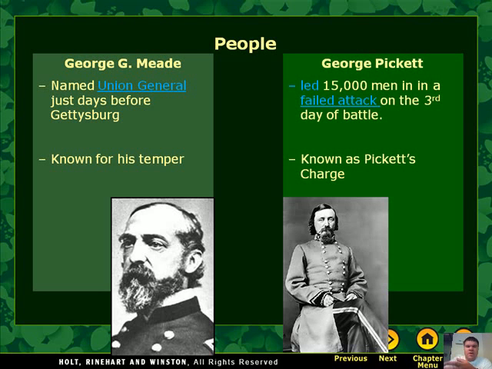The guy you see on the right is a man named George Pickett. George Pickett is important because on the third day of the Battle of Gettysburg, he was asked to lead his 15,000 men in an attack on the Union lines. The attack fails, and it becomes known as Pickett's Charge, probably one of the best known failed charges in American history. And you can see a picture of George Pickett there below.